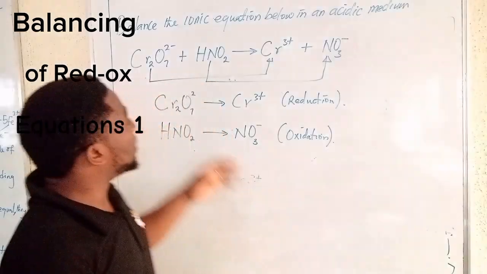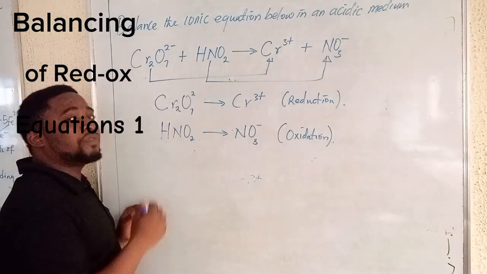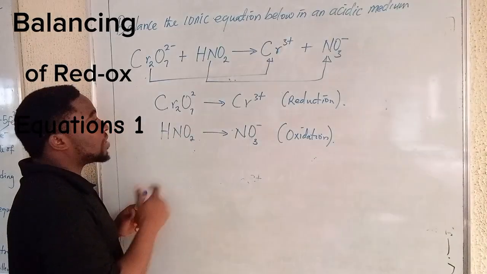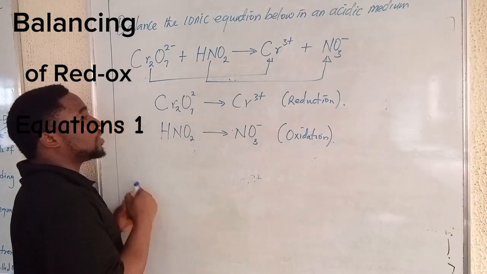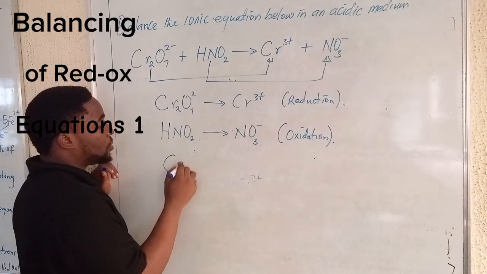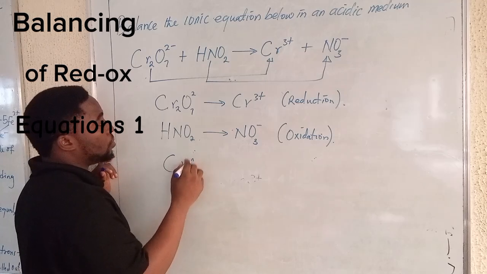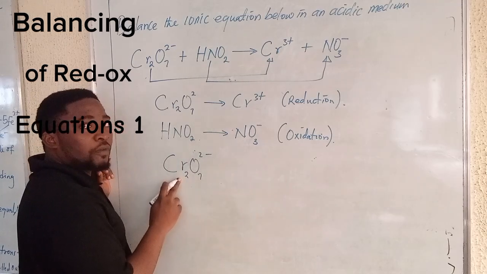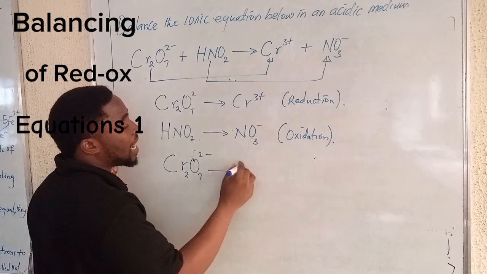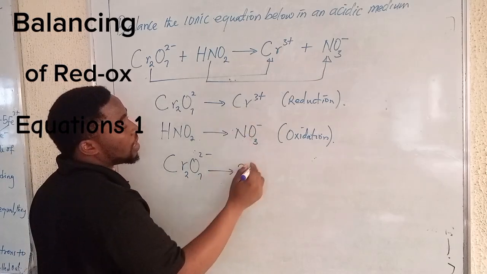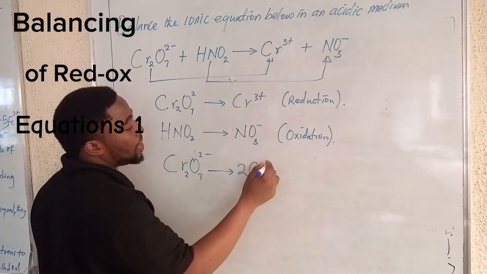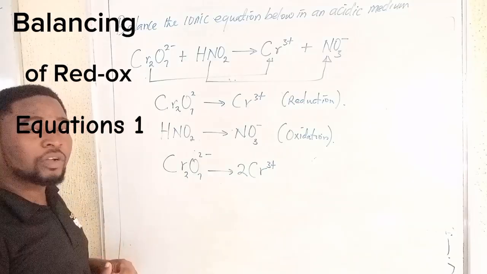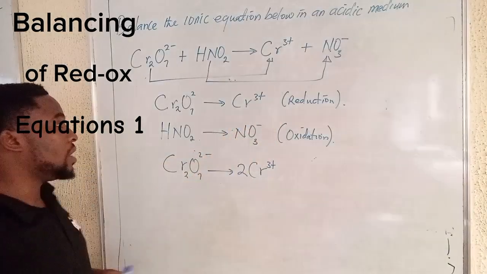Now in the first equation, you can see that chromium is obviously the atom that is neither oxygen nor hydrogen in the equation. So I'm going to balance chromium in equation 1. So that will take us to Cr2O7 2-. Now here we have 2 atoms of chromium on this side. So I will now add 2 in front of the chromium here to make it 2 atoms. So I have balanced the chromium atoms for the reduction half equation.